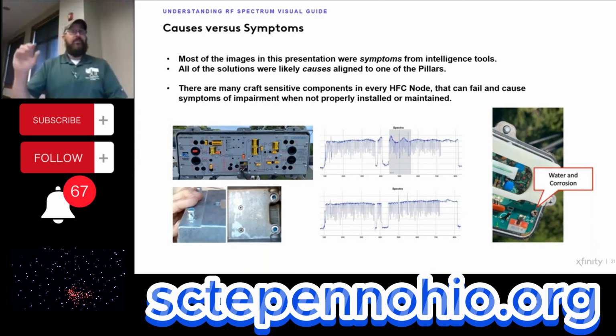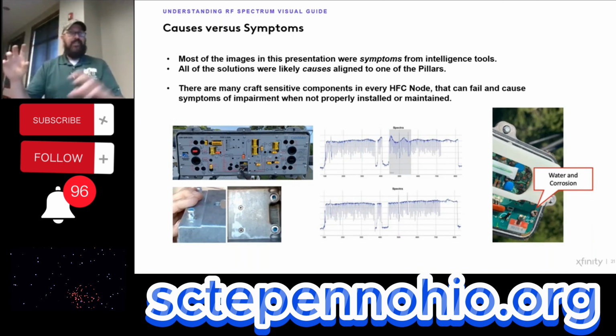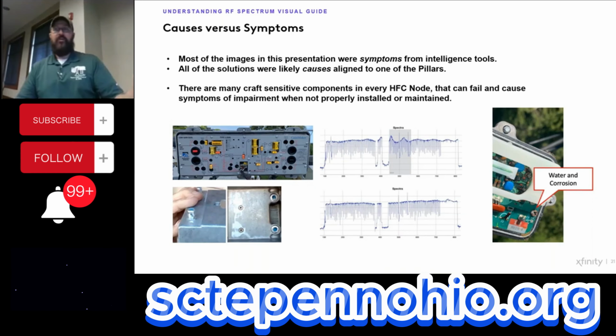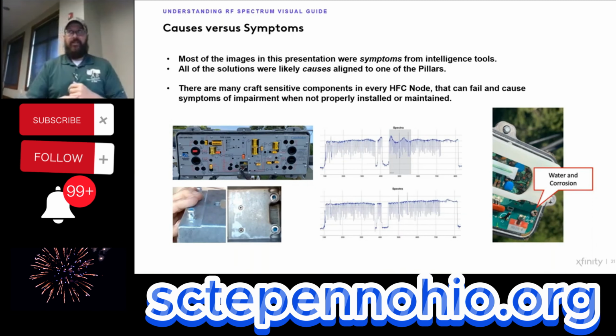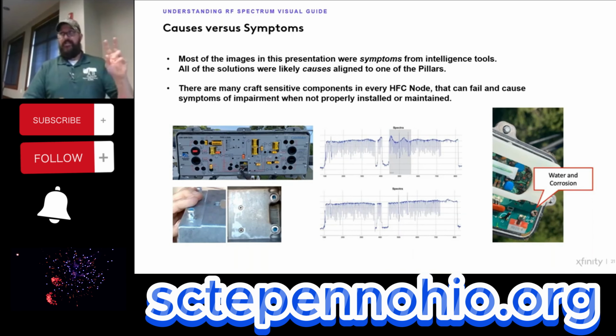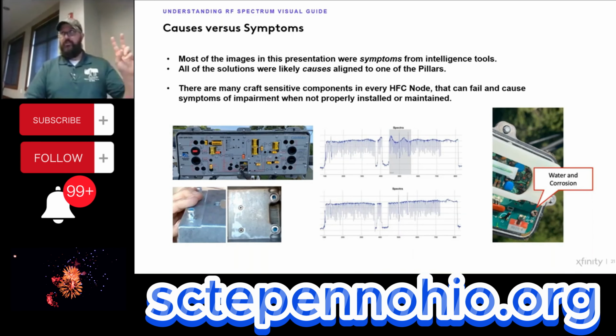The real trick is to look at the symptoms and say this is typically caused by, I will say, one of two things. All the impairments that we looked at and talked about today, in my experience of almost 30 years, come down to one of two things or a combination of the two. And one is impedance and two is shielding integrity.